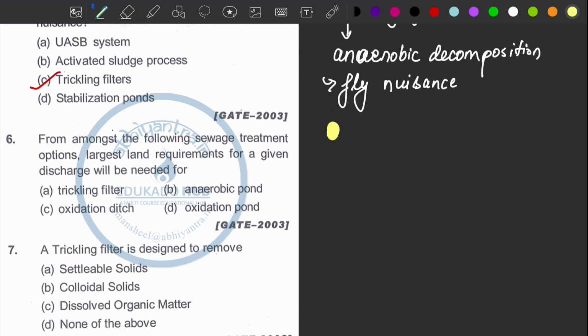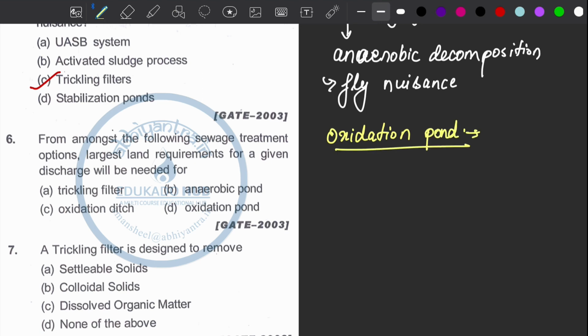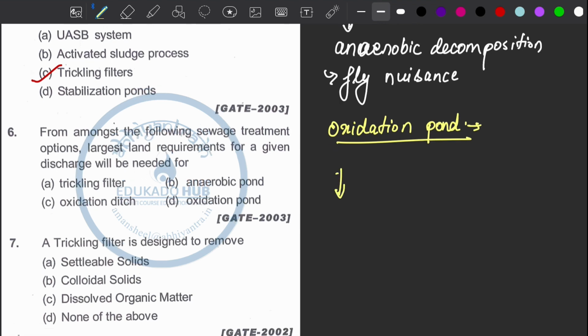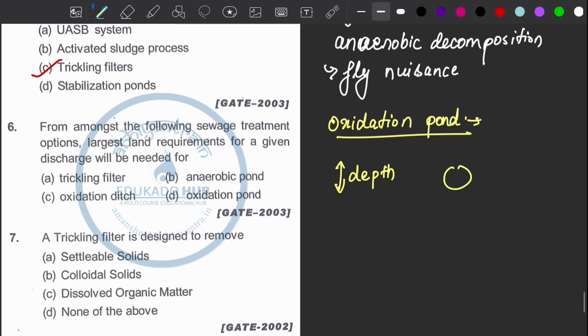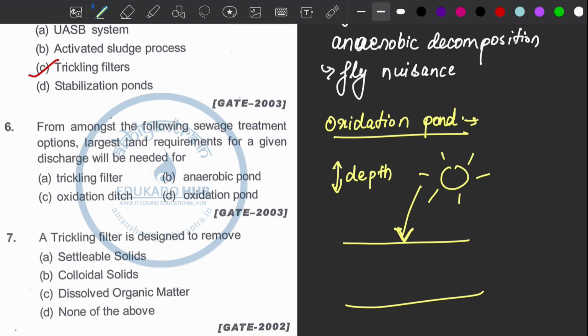It will be for oxidation pond. Why? Because in oxidation ponds there is less depth. Depth is very less in comparison to other methods. So the depth is kept less. Why? So that the sunlight can penetrate into the sewage water, and due to this penetration, there will be photosynthesis process, and it will provide oxygen for aerobic decomposition, right? So sunlight will penetrate and oxygen will be provided for aerobic decomposition.